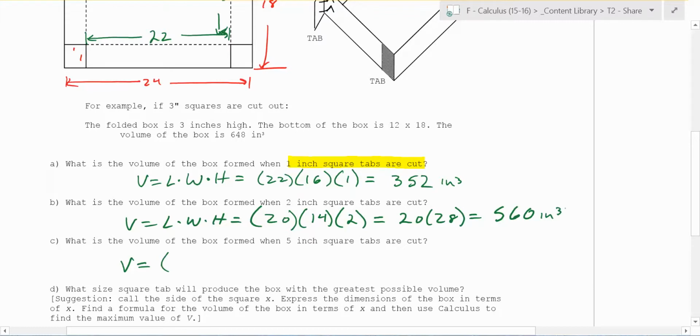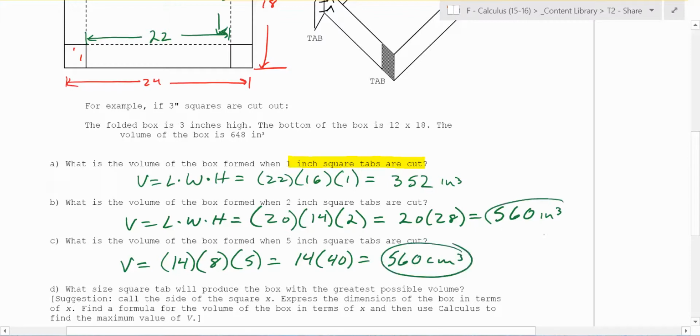Nice. What's the new length would be what? 14. Correct. What's the new width going to be? 8. And what's the height going to be? 5. So that turns into 14 times 40, which is actually what? 560 centimeters cubed. So look.